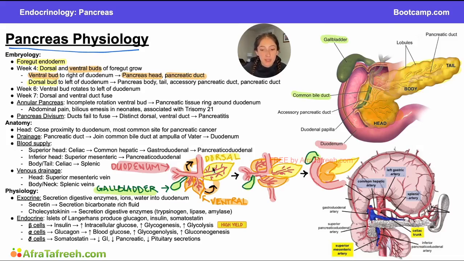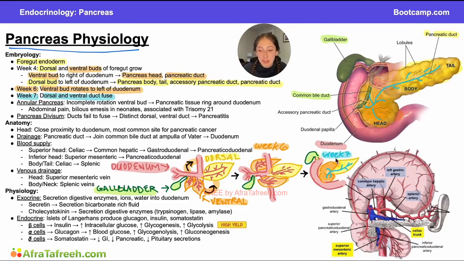Our dorsal bud is in yellow, and it starts out to the left of the duodenum in anatomical position. This is going to create the pancreas body and the tail. Additionally, the dorsal bud gives rise to our accessory pancreatic duct, as well as the parts of our pancreatic duct which are contained within the body and the tail of the pancreas. Around week 6 is when we see this rotation of the ventral bud. And if you remember down here, in our little diagram, we remember the rotation of the ventral buds to the left of the duodenum. That's occurring around week 6. And then week 7, we would get our dorsal and our ventral ducts fusing.